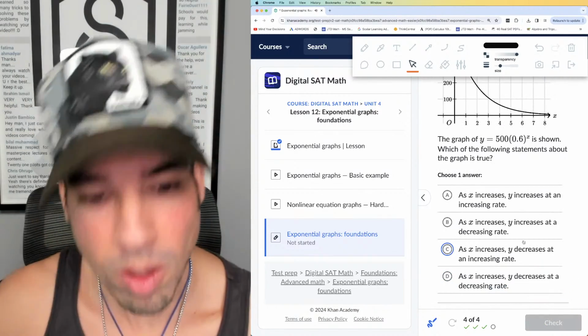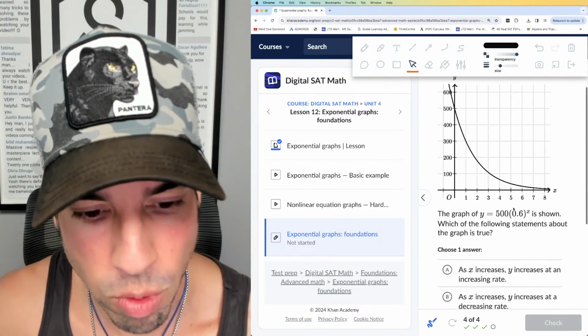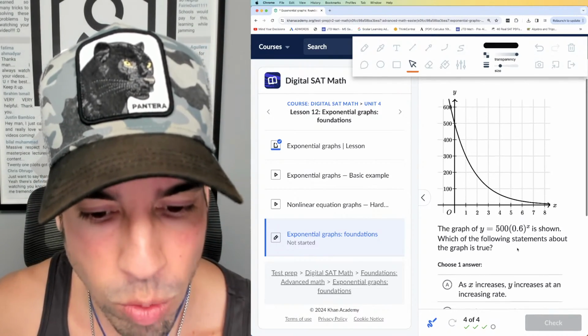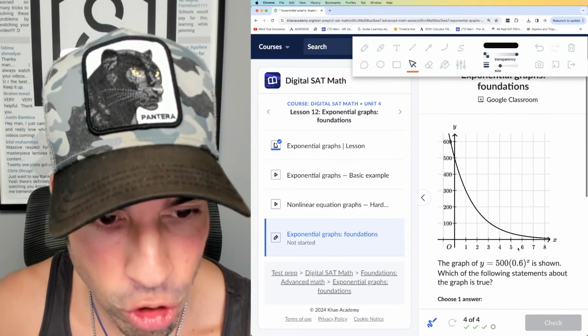Boom. Okay, final question, question number 4. The graph of y equals 500 times 0.6 to the x is shown. Which of the following statements about the graph is true?